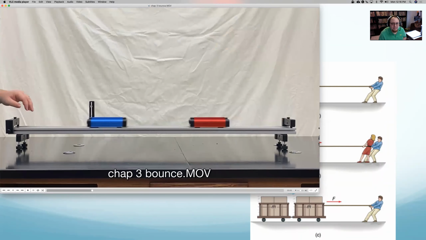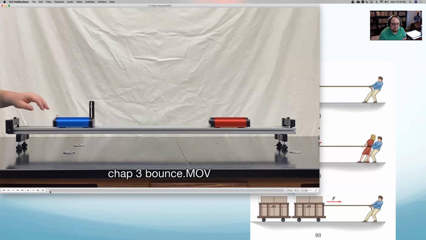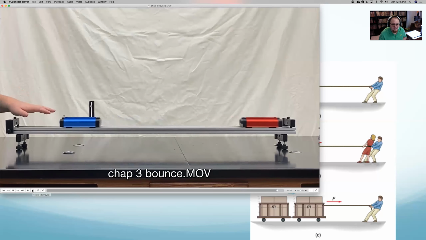When these two guys hit, they apply a force on each other. When they apply a force on each other, they give an acceleration on each other. And they have about the same mass, so it's balanced.